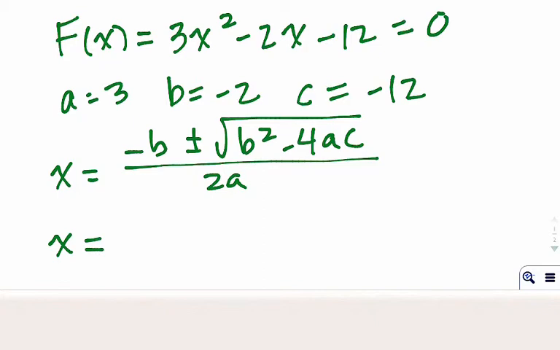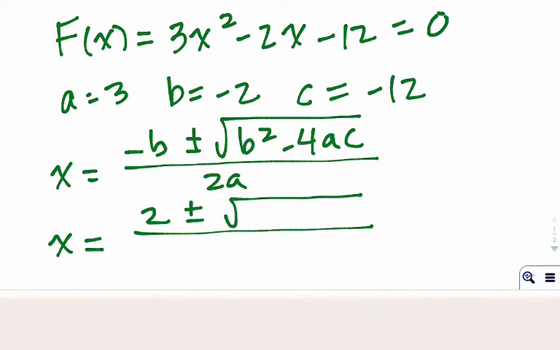So negative b will give us positive 2 plus or minus the square root. Negative 2 quantity squared is positive 4 minus 4 times AC. A times C is negative 36. And all this is divided by 2A, which is 6.